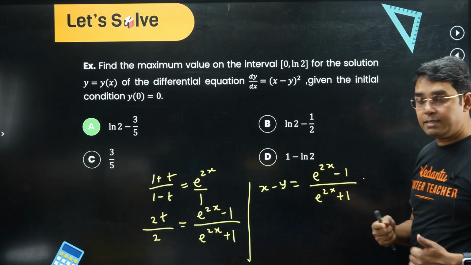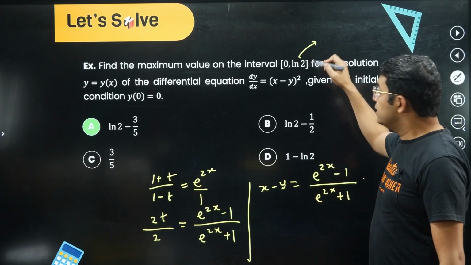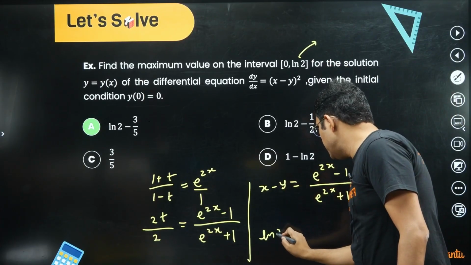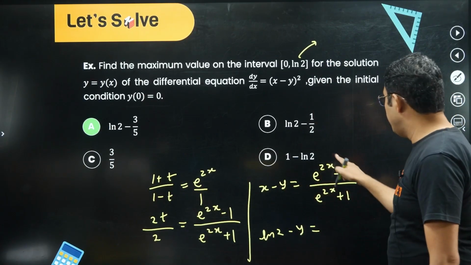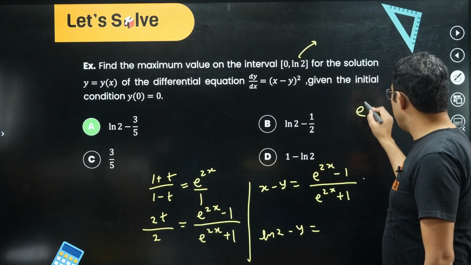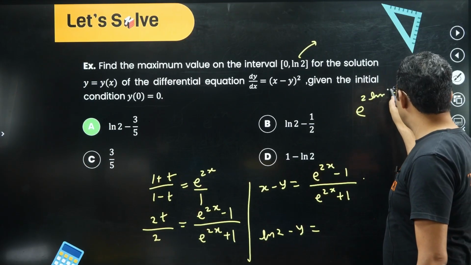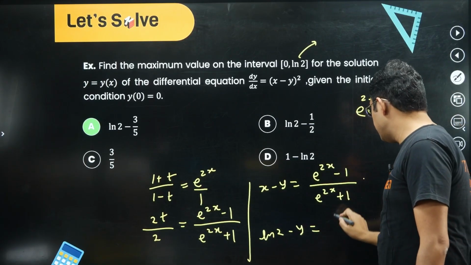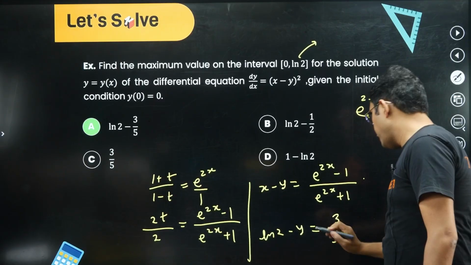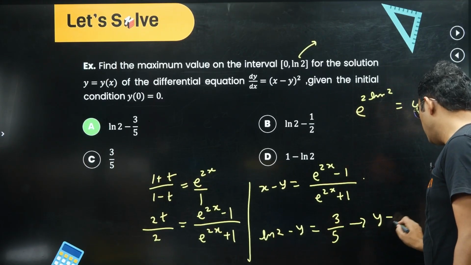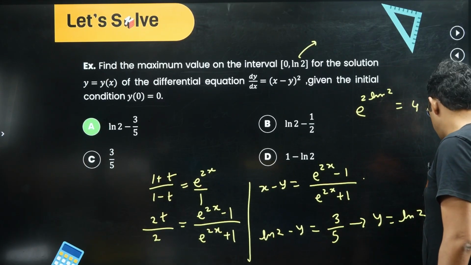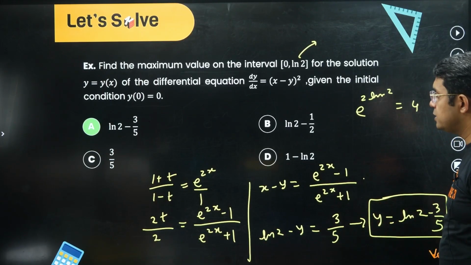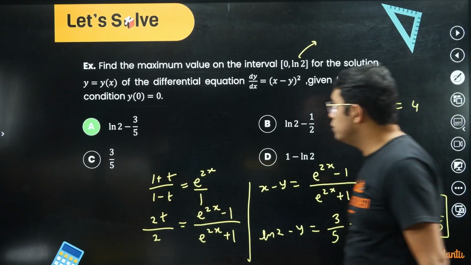Now they are asking the maximum value. So as I told you in the beginning itself, the maximum value will be at x is equal to ln2. So put x is equal to ln2 minus y. It will be e power 2 into ln2, means e power ln 4, so 4. So 4 minus 1, 3, and upon 5. So this gives you y equal to, I think, ln 2 minus 3 upon 5. Yeah, this answer is already revealed in this process, but I think this is the answer of this question.